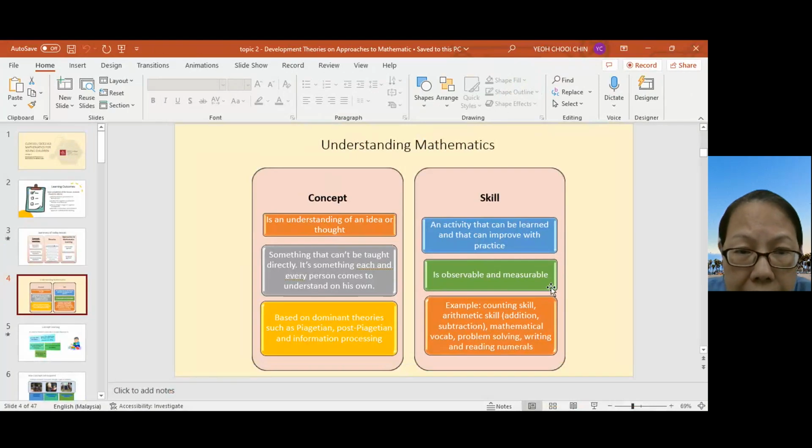Understanding mathematics concepts: it is an understanding of an idea or thought. Something that can't be taught directly is something each and every person comes to understand on their own. You come in contact with a situation, and that's how you come to learn, oh, this is a concept. This concept is this. It is also based on dominant theories such as Piaget, post-Piaget, and information processing.